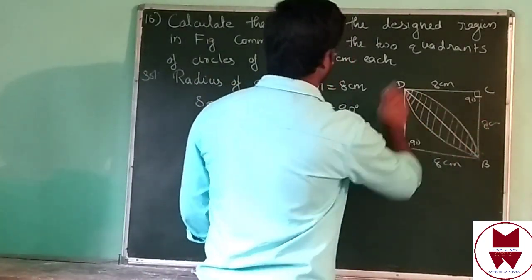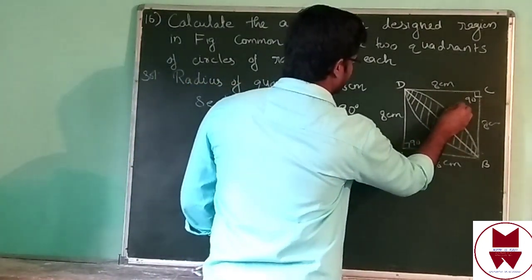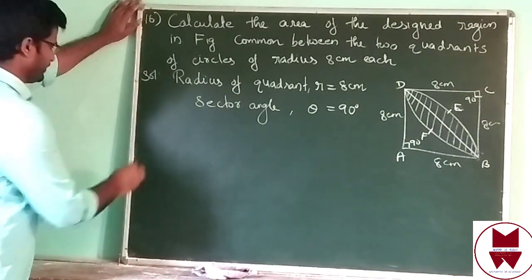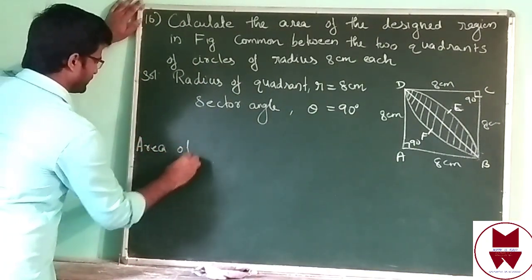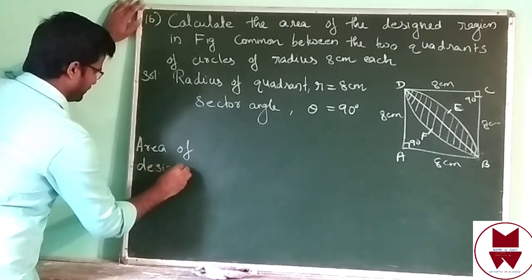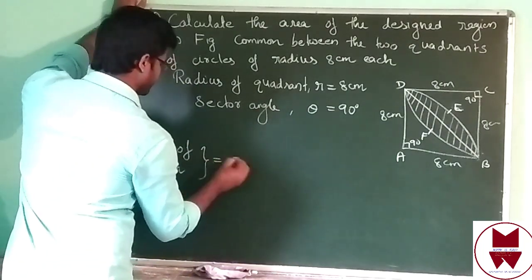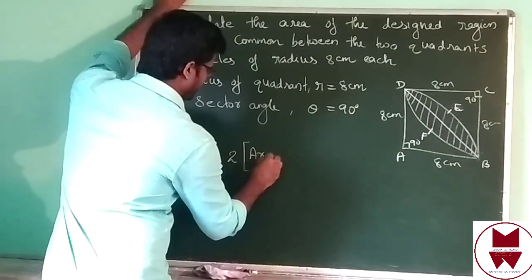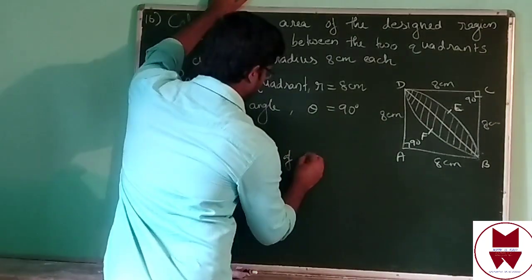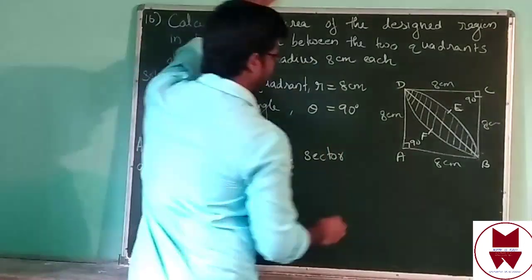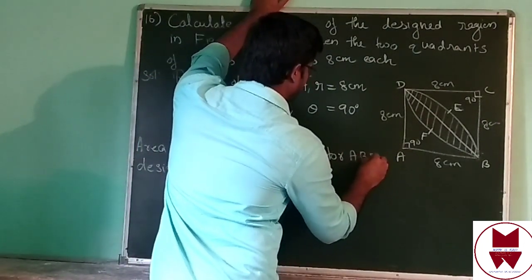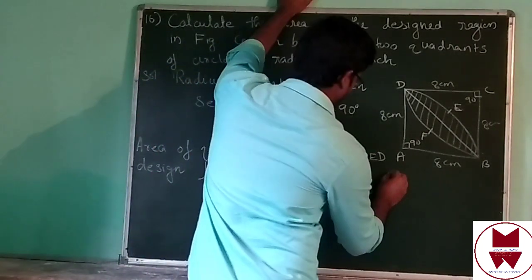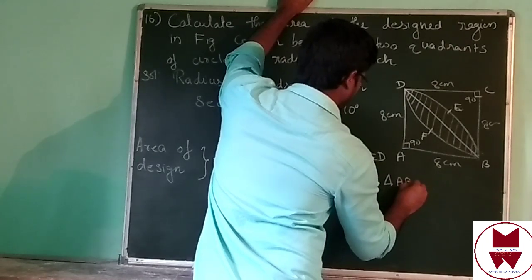Before that, just give names A, B, C, D, all the coordinates. Then in here, E, the side in middle F. Two more names, give it E and F. Then we can write area of design equal to 2 into area of sector A, B, E, D minus area of triangle A, B, D.